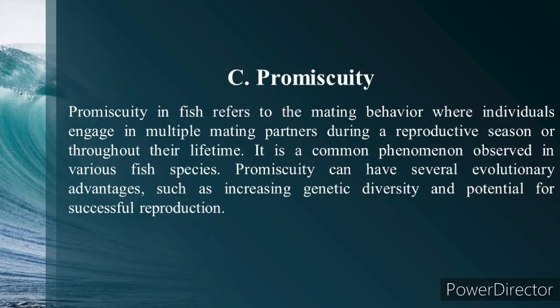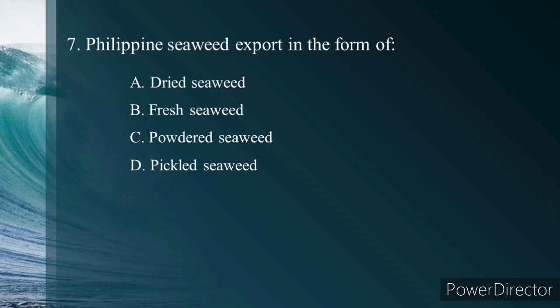Number 7. Philippine seaweed export in the form of A. Dried seaweed. B. Fresh seaweed. C. Powdered seaweed. D. Pickled seaweed. 1, 2, 3. The answer is A. Dried seaweed.